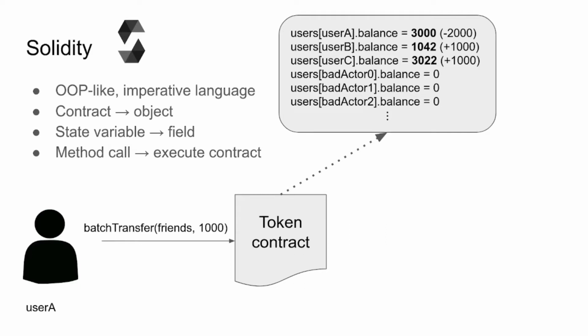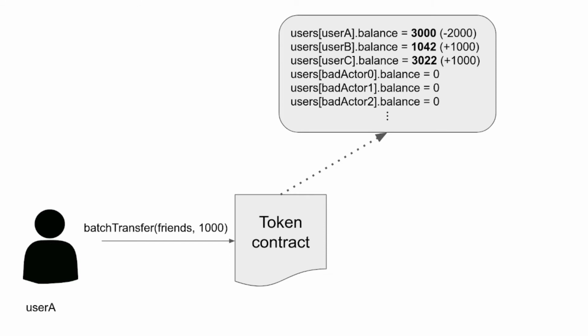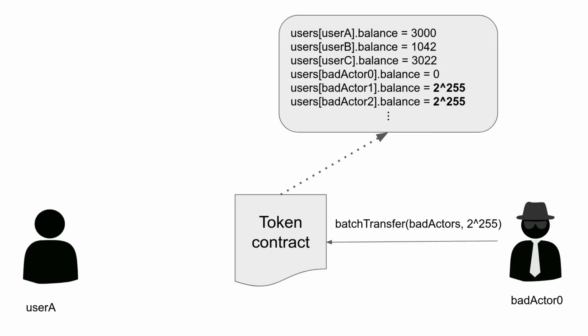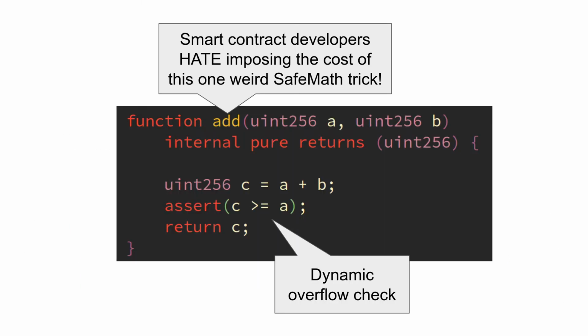Ideally, a function like batchTransfer should be free of integer overflow vulnerabilities. Otherwise, a malicious user could exploit such a vulnerability to generate infinite funds or drain another user's account. In fact, the so-called batch overflow exploit is one such real-world example of generating infinite funds. According to a recent study, integer overflow accounts for most reported smart contract vulnerabilities.